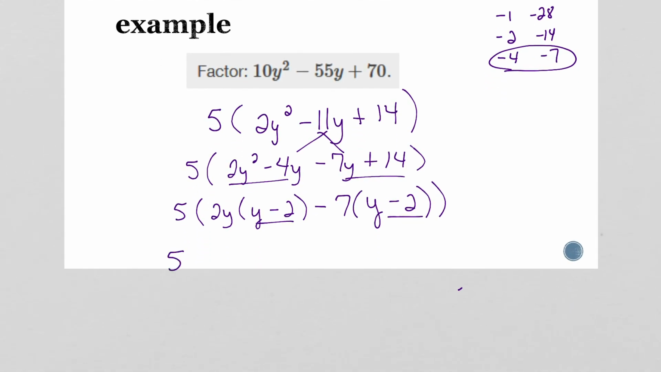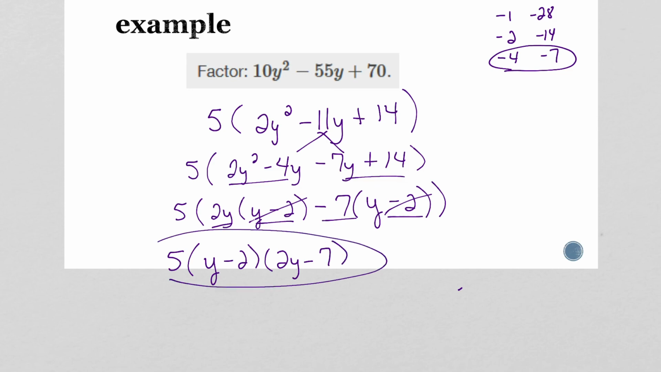The 5 stays out front. Don't forget that. You guys, whenever I was in school, I would forget that 5 out front every single time. And I got it wrong every single time. So make sure you don't lose the GCF from the very beginning, okay? So then we have y minus 2. I just factored that out of there. And I'm left with 2y minus 7. There we go. It's factored, and we're done.